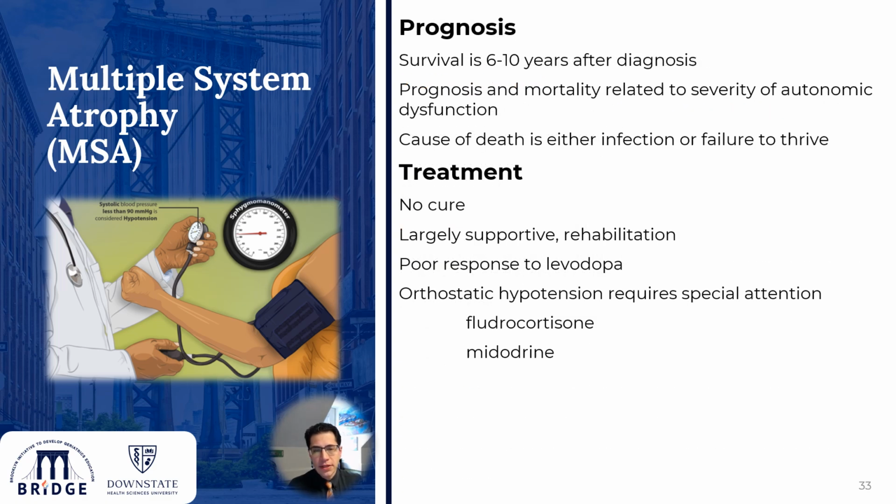So the prognosis is not so favorable. The survival is usually 5, maybe 6 or 10 years after the diagnosis. The mortality is usually related to the severity of autonomic dysfunction, causing infection and a failure to thrive, and ultimately death. There is no treatment, no cure.